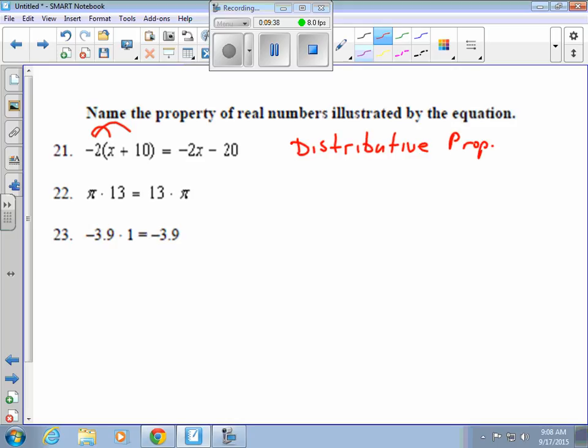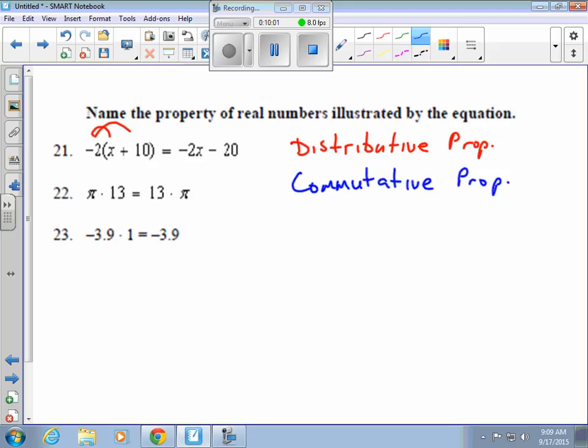Number 22 says pi times 13 is equal to 13 times pi. Again, it's exactly the same on the left as it is on the right, with the exception of the fact that the numbers move. They change positions. Things that move commute. Therefore, this is the commutative property.